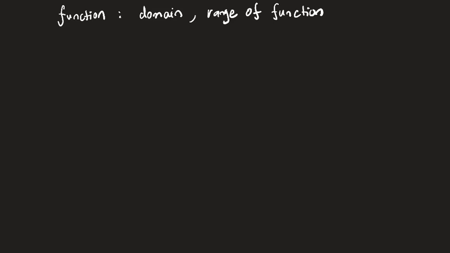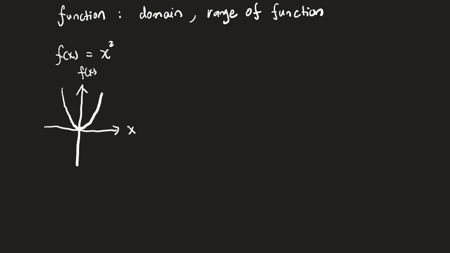In the previous video, we talked about domain and range of function. In this video, we talk about the function which is equal to x squared. So how does the graph of f(x) = x squared look like? It will be like this. So this is x and this is f(x), which is like this.